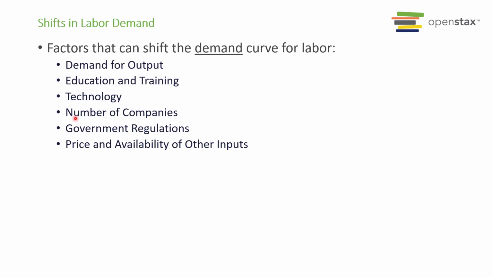Number of companies, and again, if we're sticking with the nursing example, that would be the number of hospitals. If you open more hospitals, you're going to have an increase in the demand for nurses, obviously. And there could be government regulations. Let's say, for example, there's a requirement that the specific number of nurses per patient goes up. Well, then that's going to artificially increase the demand for nurses. If the law is relaxed and the demand for nurses goes down, then that's going to shift the demand curve for nurses to the left, right?